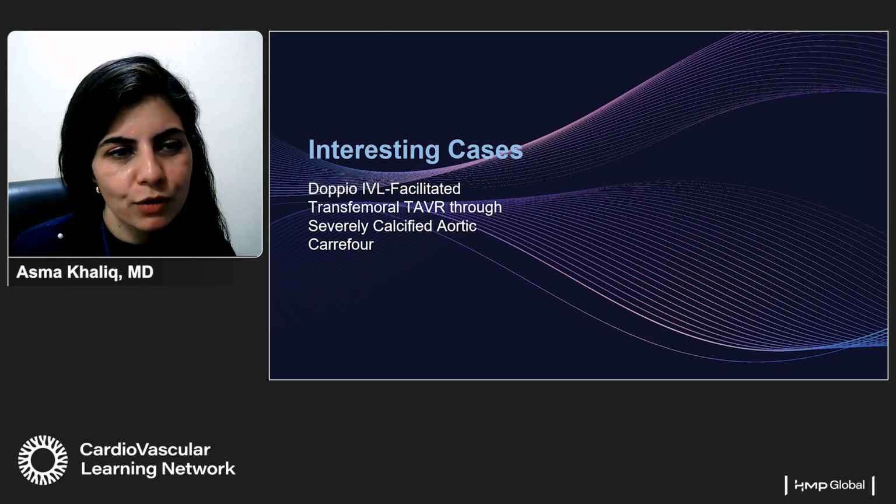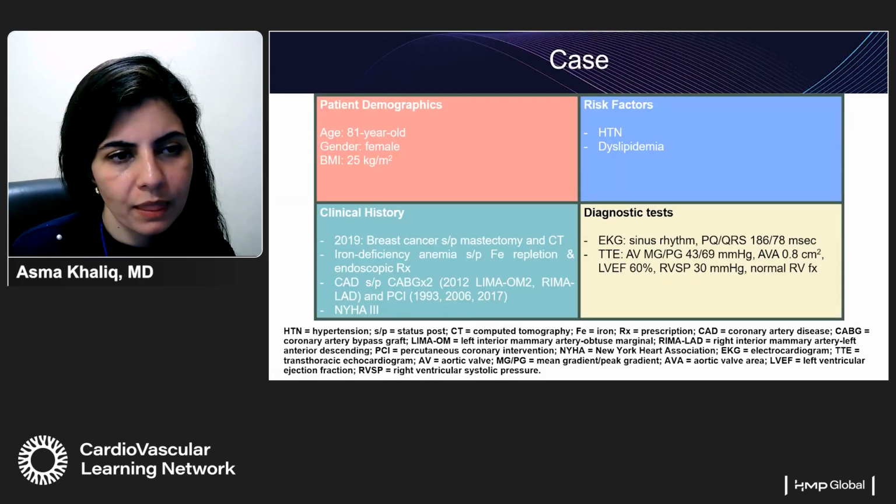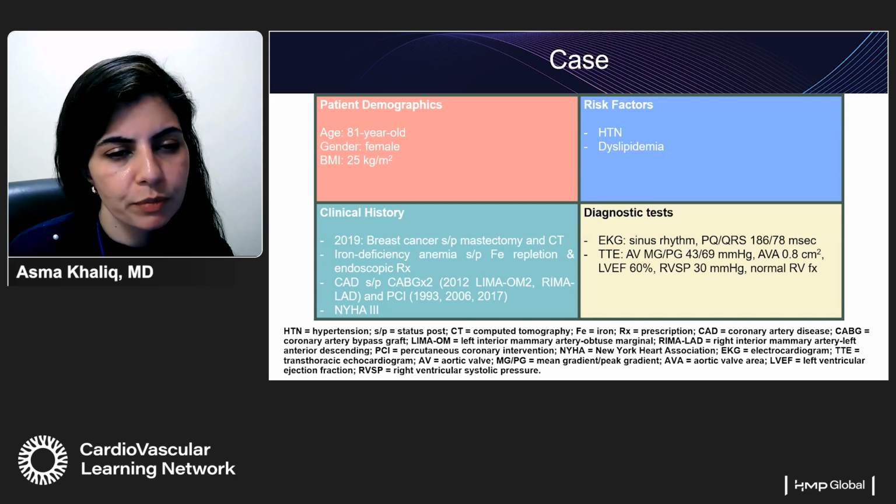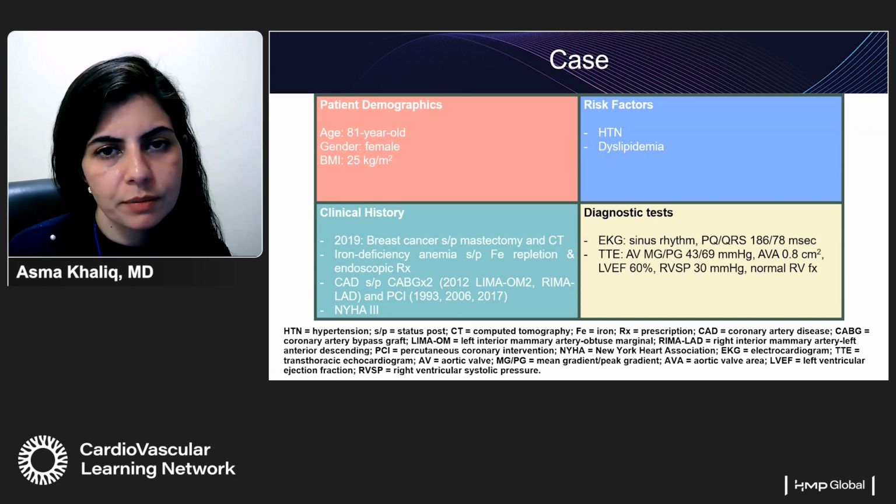I would like to go to this very interesting case I did with my partner, Dr. Labib, a couple of months ago. This was an 80-year-old patient who presented for TAVR, had a medical history of prior breast cancer and also prior CABG, who had interventions post CABG, and she had the usual risk factors as well.